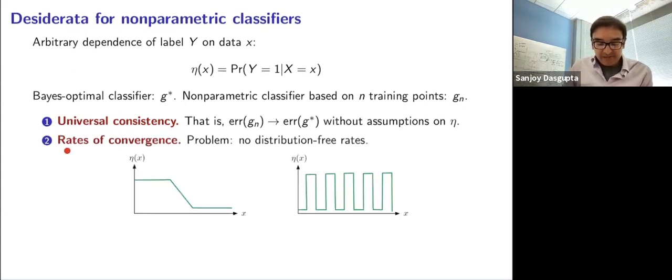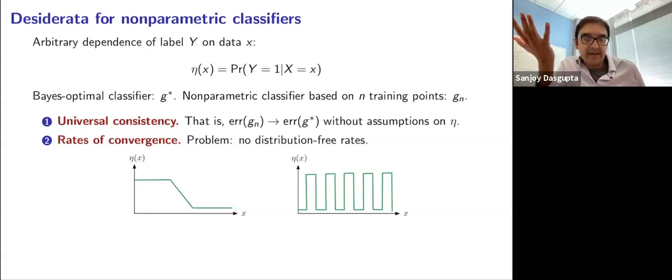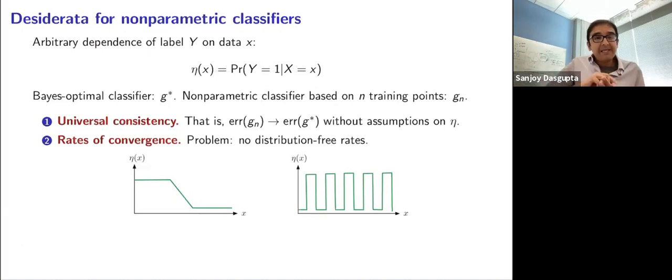Now, we also need rates of convergence, but here we run into trouble because in non-parametrics, it is not possible to give distribution-free rates of convergence. It's not possible to say, after seeing n points, your error is going to be at most 1 over square root n. And this is because this eta function can be arbitrarily spiky. And the spikier it is, the more data you need, okay? So the rate of convergence does depend on the distribution.